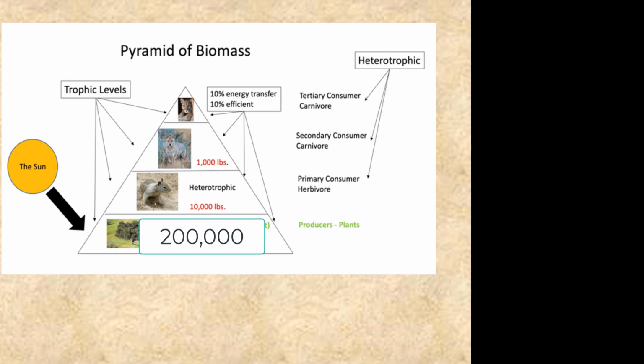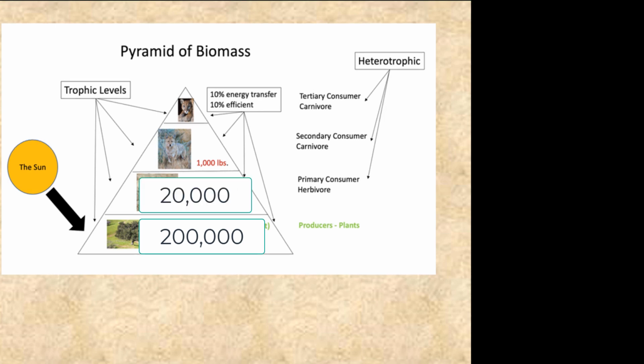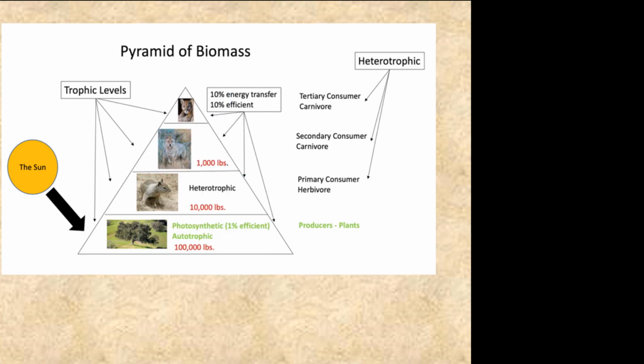So if you had 200,000 pounds of autotrophs, you could have around 20,000 pounds or so of whatever was eating those plants. And if you moved all the way up to the mountain lion in this case, you could only have one or two mountain lions.